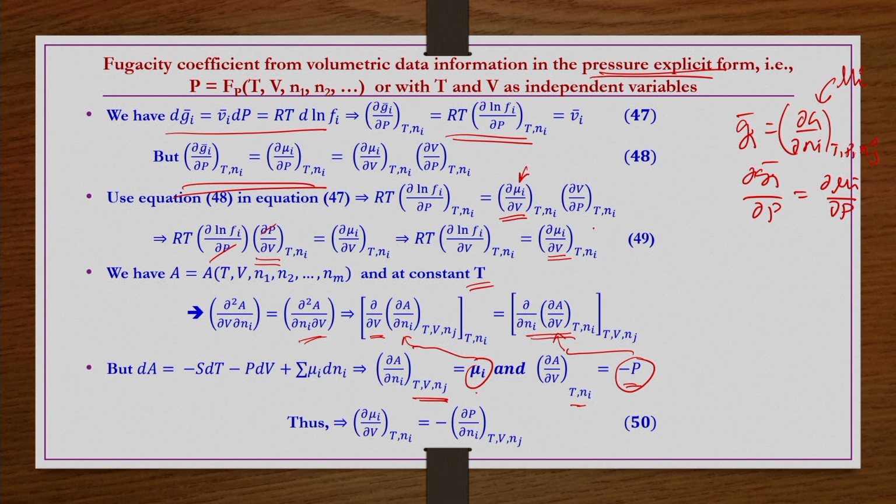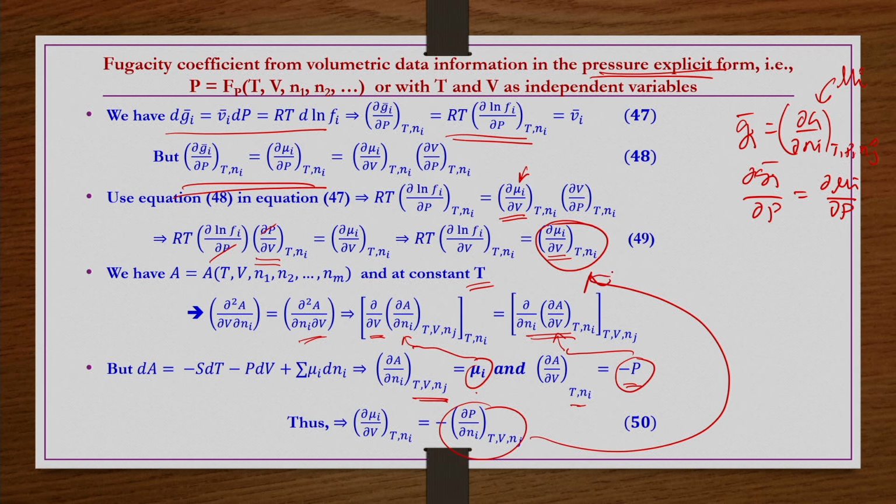So, I want this ∂μi/∂V in terms of some measurable property, so that I can easily do it, because I do not know any information about μi. It is not measurable. So the non-measurable μi is now related to the measurable pressure: the change in pressure with respect to change in composition, keeping temperature, volume and Nj constant.